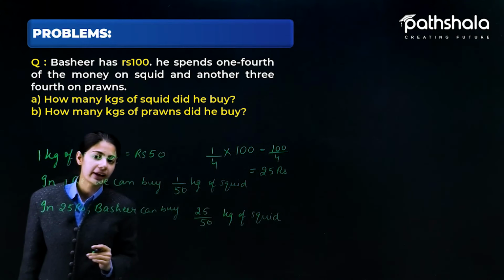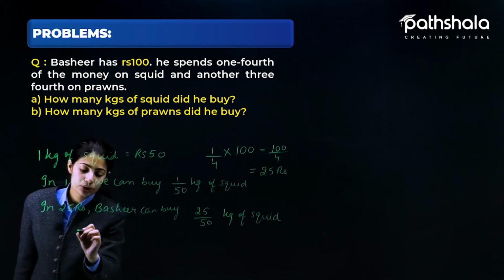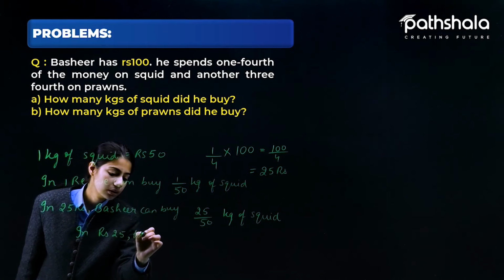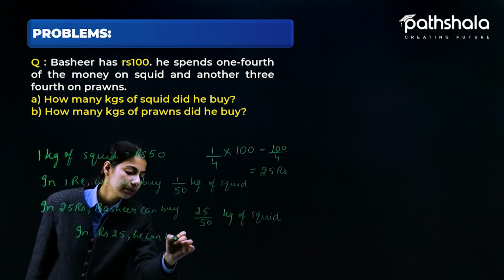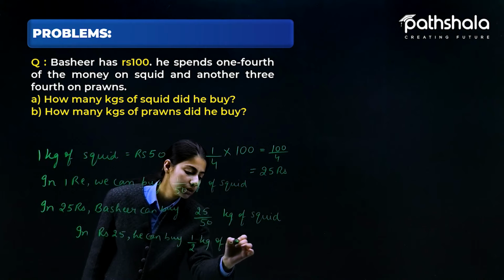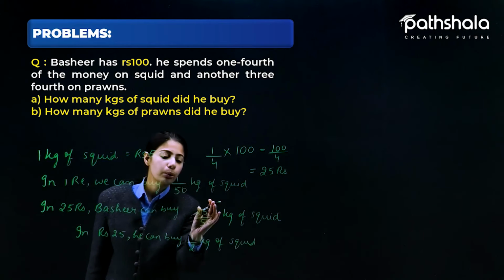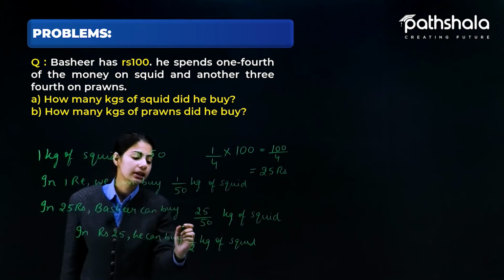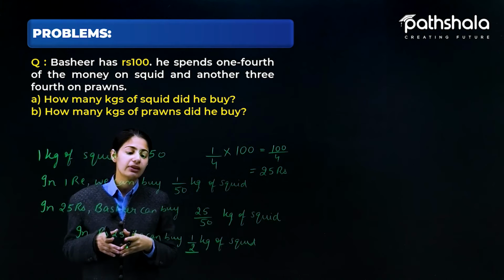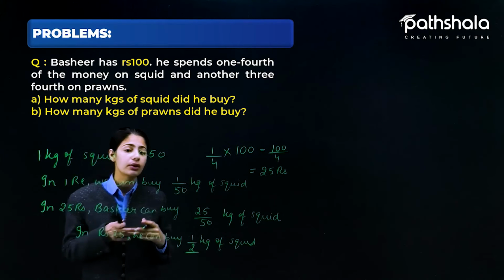So 25 divided by 50, that is, in rupees 25, he can buy half kgs of squid. So 25 divided by 50 comes out to be half. So that is, in rupees 25, he can buy half kgs of squid.